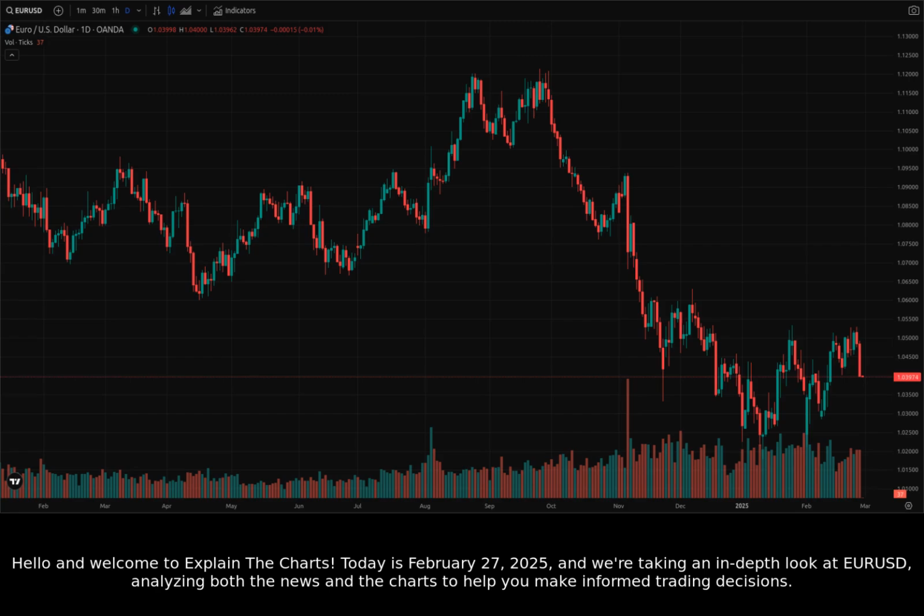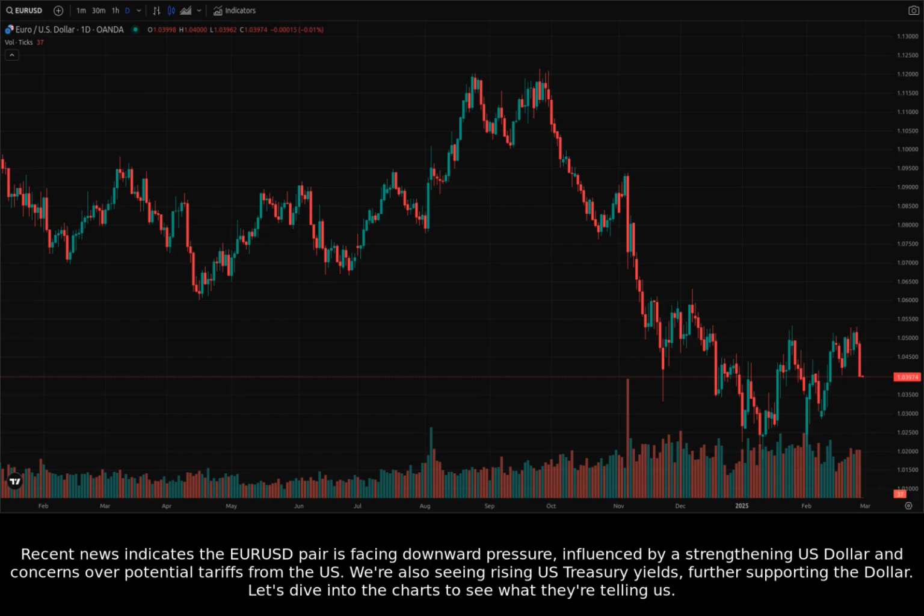Today is February 27th, 2025, and we're taking an in-depth look at EURUSD, analyzing both the news and the charts to help you make informed trading decisions. Recent news indicates the EURUSD pair is facing downward pressure, influenced by a strengthening US dollar and concerns over potential tariffs from the US. We're also seeing rising US Treasury yields, further supporting the dollar. Let's dive into the charts to see what they're telling us.